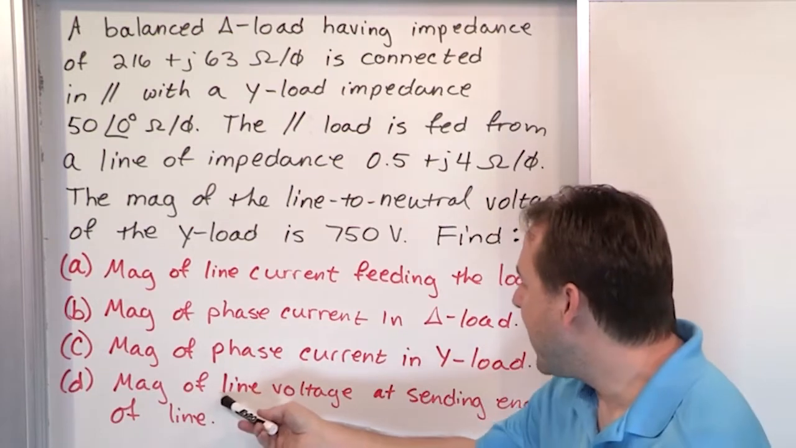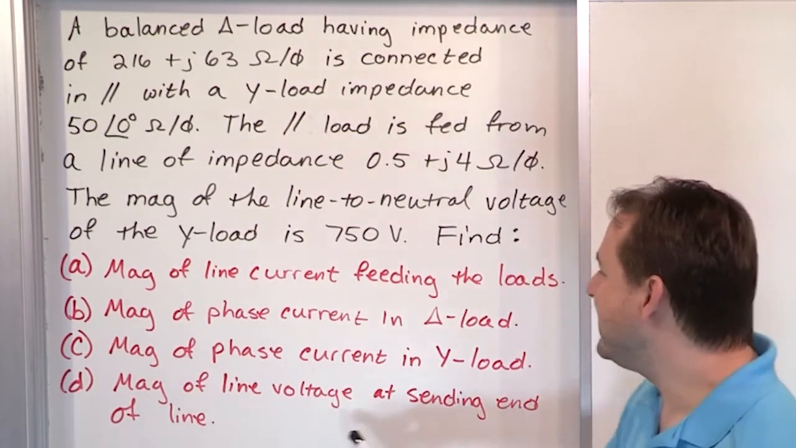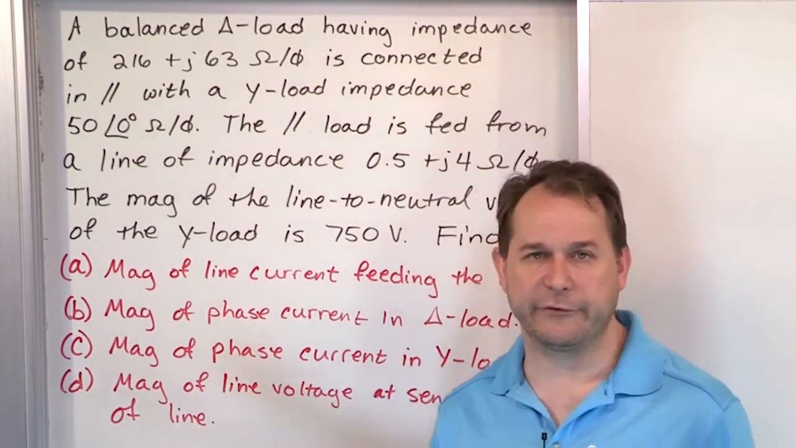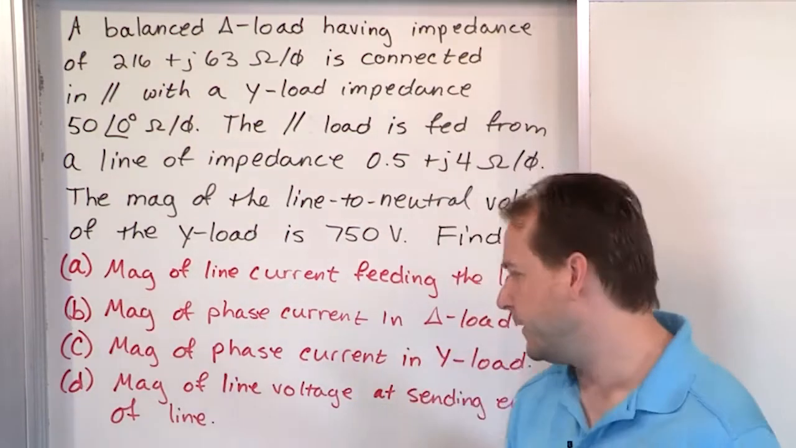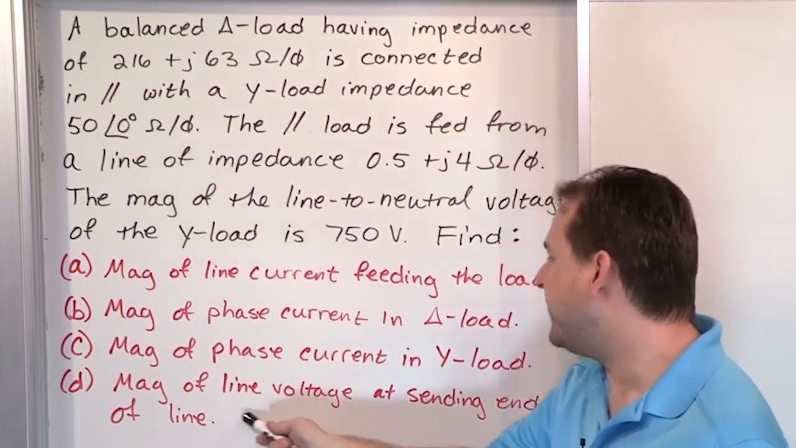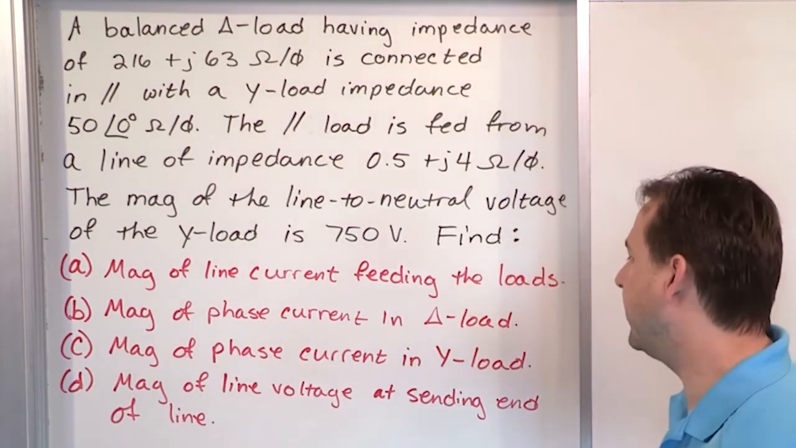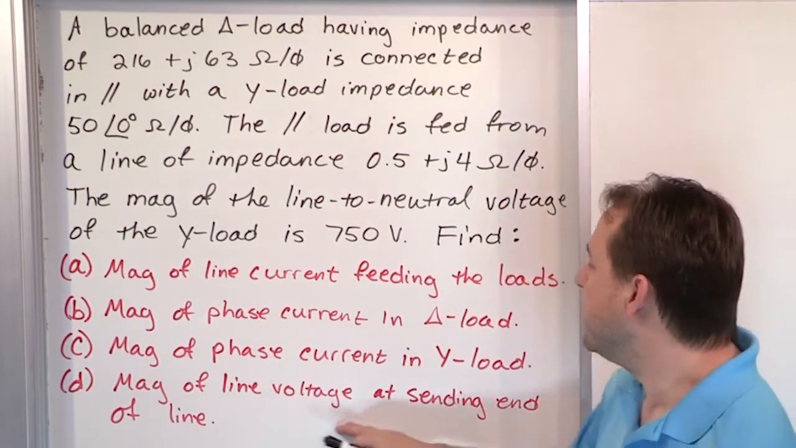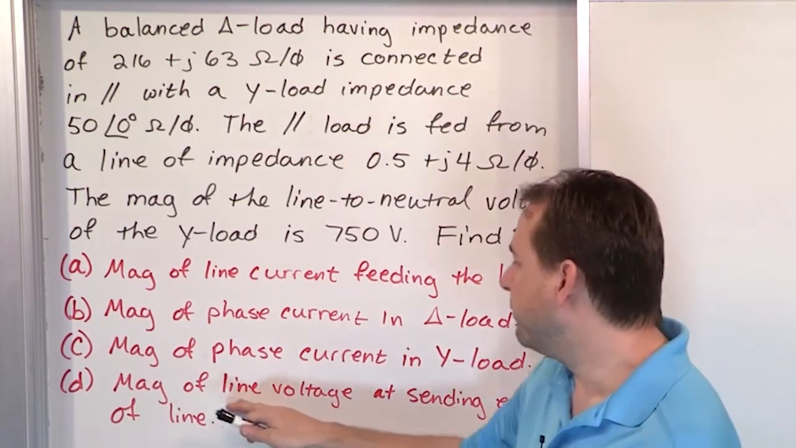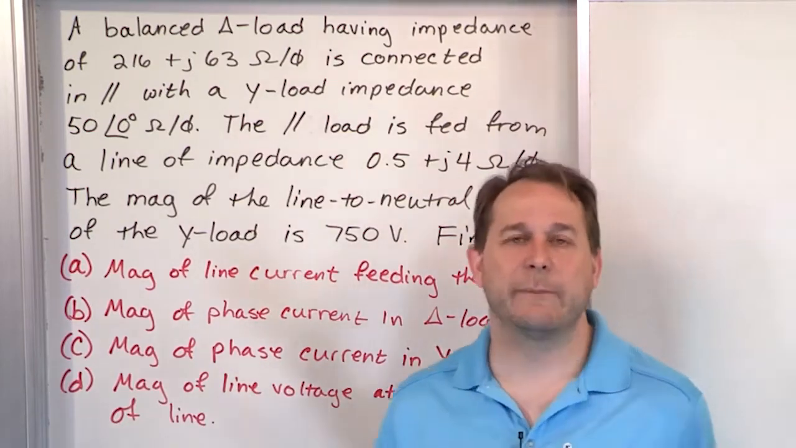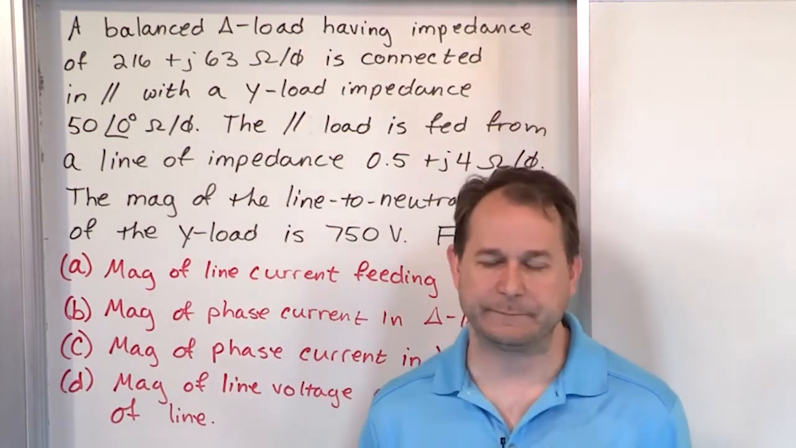And then we want to find the magnitude of the line voltage at the sending end of the line. In other words, there's a generator here somewhere off on the left-hand side of the circuit, and we want to find the line voltage, VAB, VBC, VCA. We want to find the magnitude of those. Of course, the magnitude will all be the same for the three different line voltages, but in other words, we don't care about the phase. We just want to know what the magnitude is.